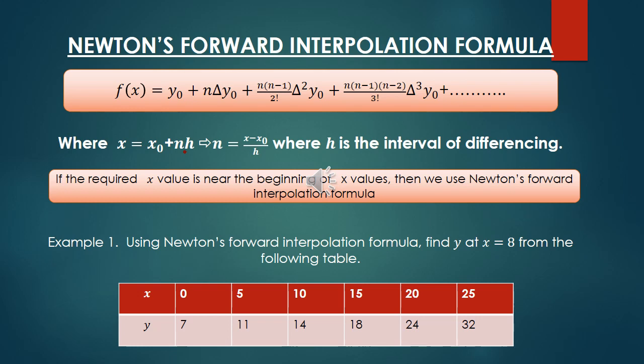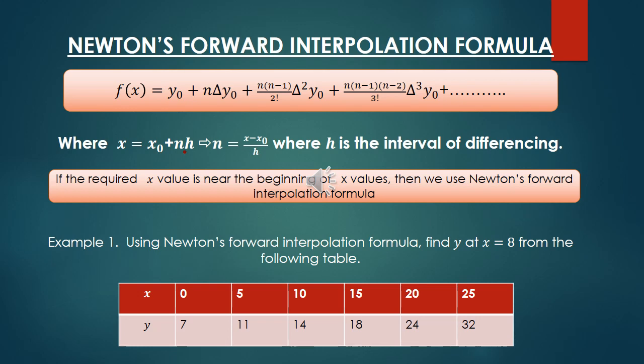Analyze the question first. We want to find out the value of y at x equal to 8. From the table, the range of x values is 0 to 25. x equal to 8 is near the beginning of the x values. Therefore, we use Newton's forward interpolation formula.